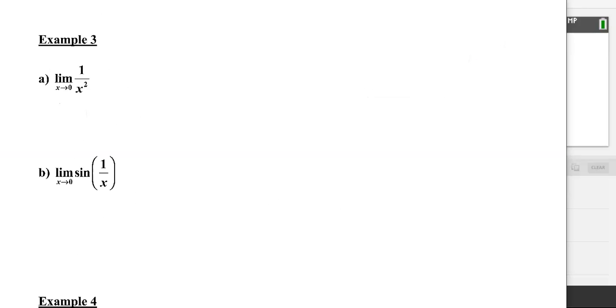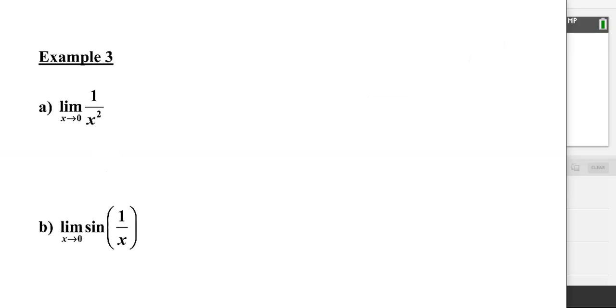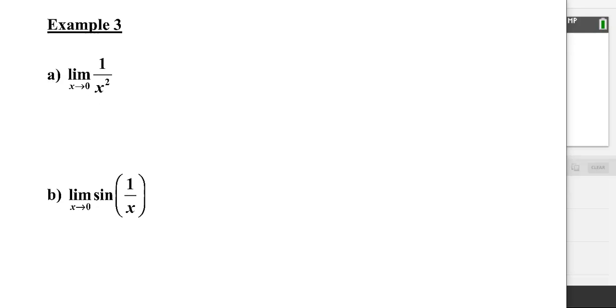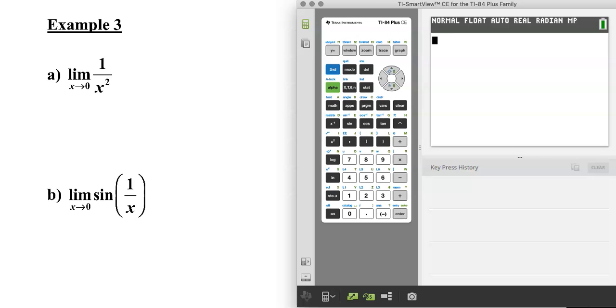Okay. So the next thing I want to do is talk about a couple of things where weird things are going to happen. So let's see, 1 over x squared. I'm going to type this in my calculator. I have a key press history down here too, so you can kind of see what keys I'm pressing if you are curious about what I am doing.